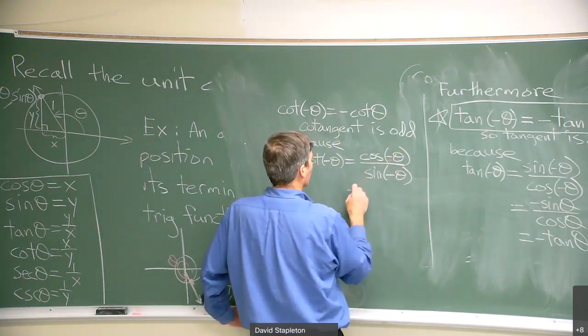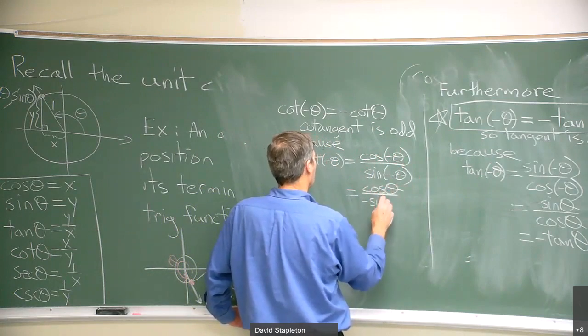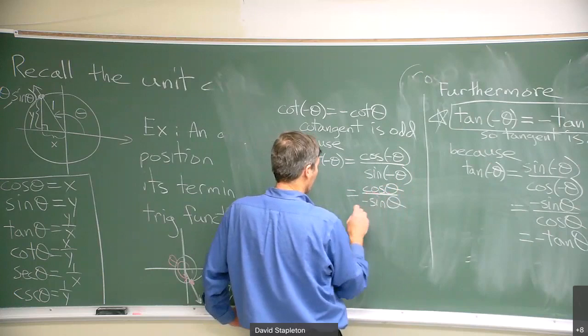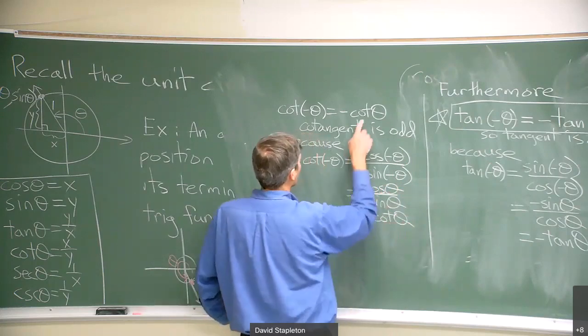But cosine is even, the minus goes away. Sine is odd, the minus comes out. That's minus cosine over sine, which is minus cotangent. So there's the proof of this one.